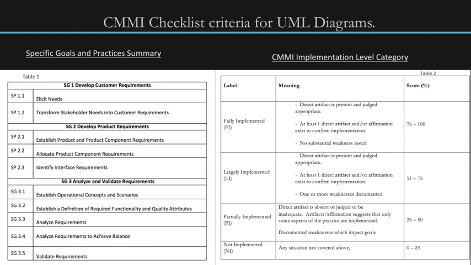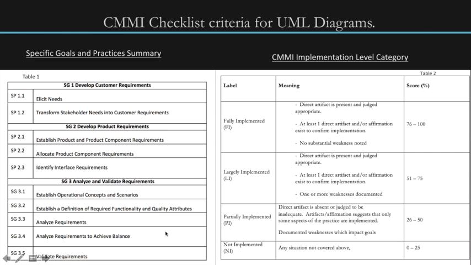So actually they follow the same structure, like we have in specific goal 2, and the same thing with specific goal 3. It has specific goals, and these are specific practices. So this is table 1, and this is table 2.